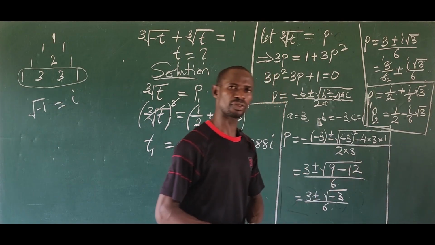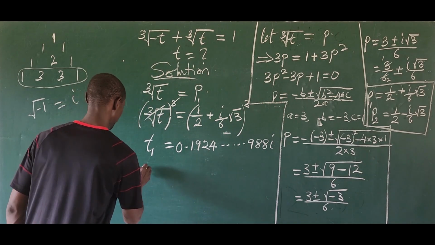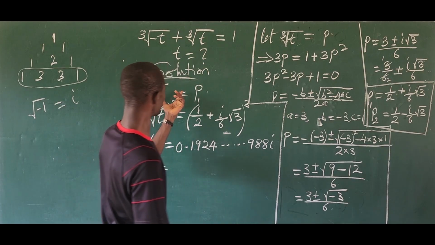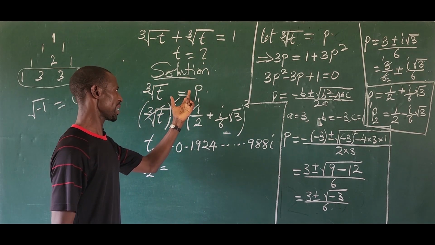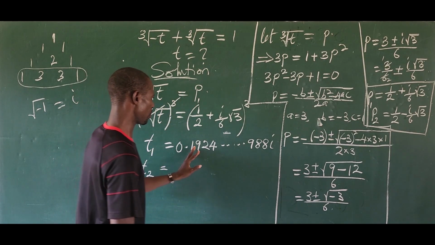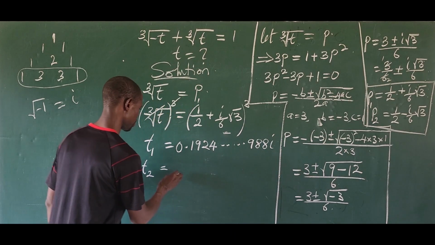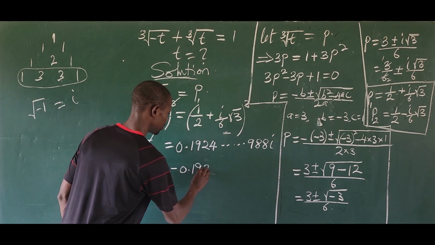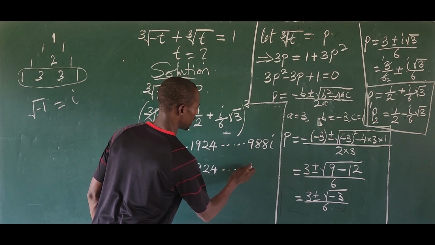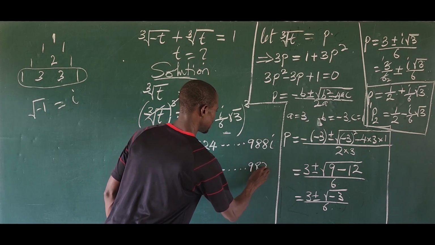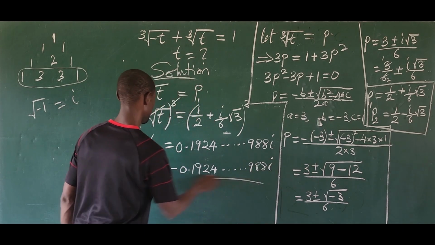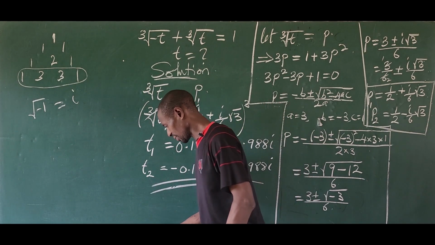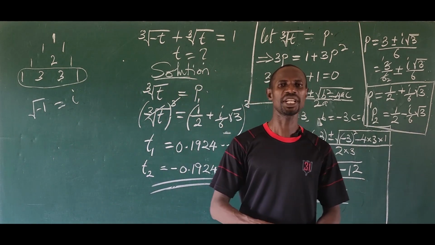Okay, so how do we get our T2? We're going to get our T2 from P2. So we have our T2 will now be equal to, if we substitute that into this system again, then we're going to have the same answer, but this time it's going to be negative 0.1924 dash 988 iota. All right, so these are the two values of T that will satisfy the original radical equation.